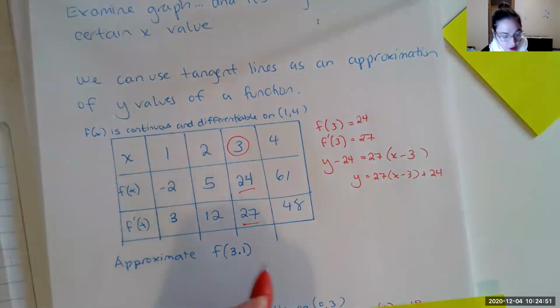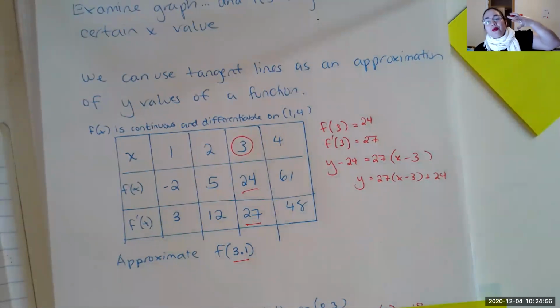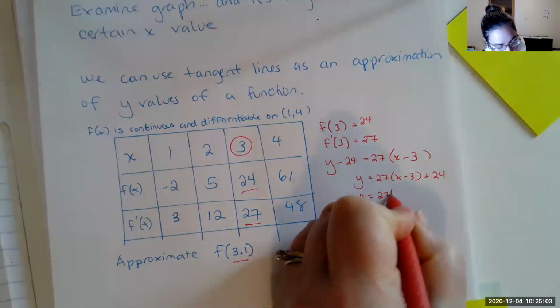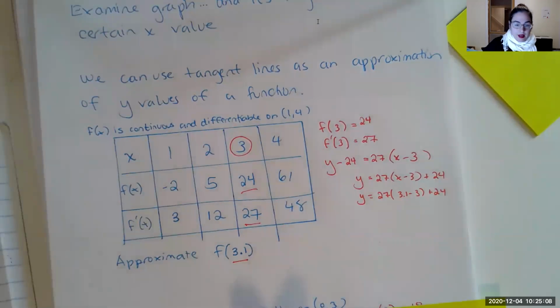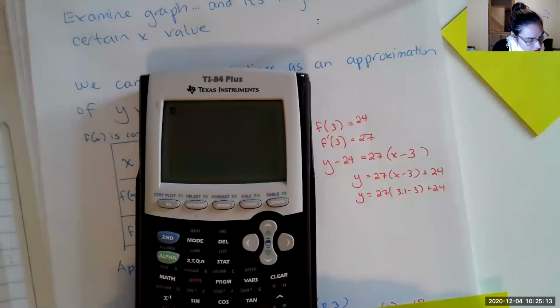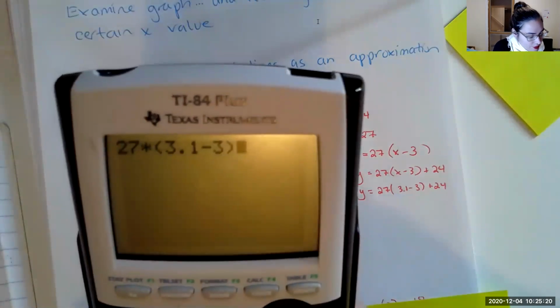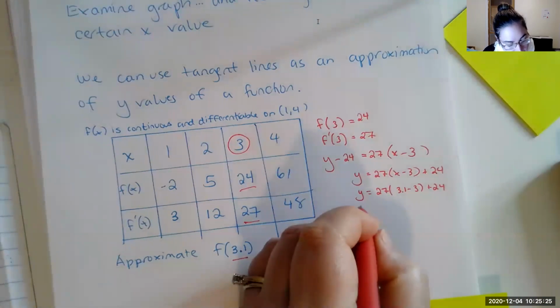Okay, and now I'm going to take the 3.1 and substitute it into the tangent line to approximate what the actual value of the function is. So y equals 27 times (3.1 minus 3) plus 24, and we will drop it into our calculator. So we've got 27 times (3.1 minus 3) plus 24, okay? And that gives us 26.7.